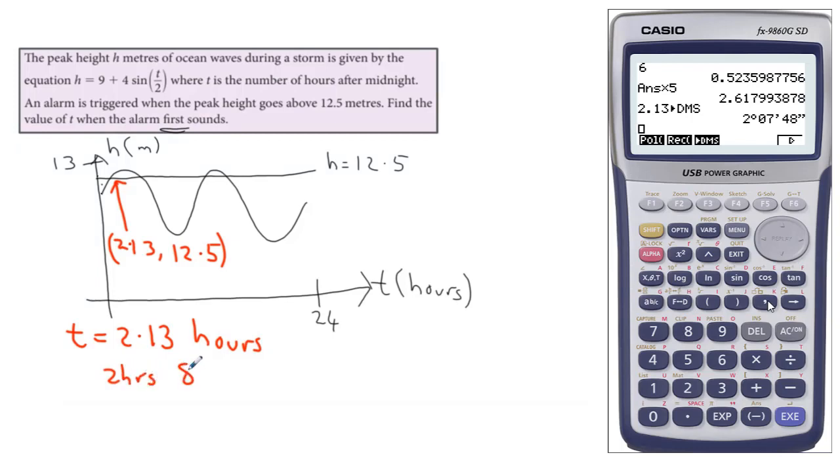So I'm just going to round it to maybe 2 hours and 8 minutes after midnight. So you could call that 8 minutes past 2 in the morning, something like that. That's when the alarm will first go.